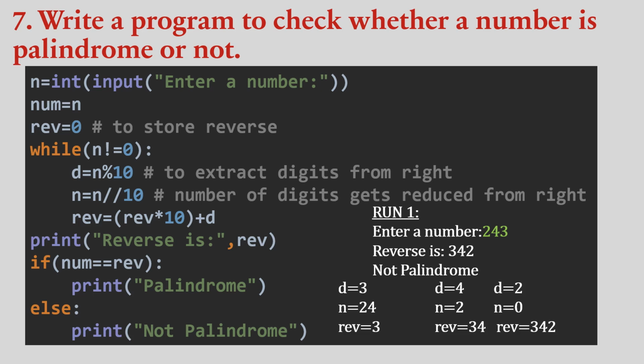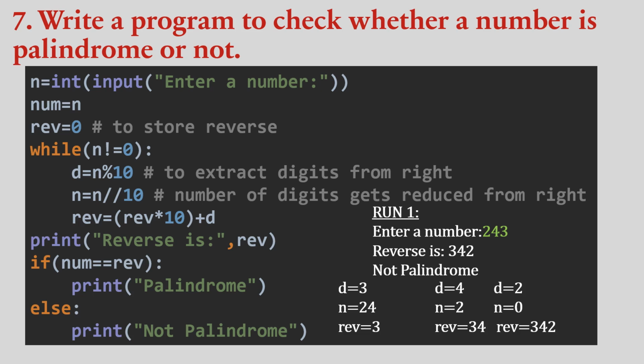So n becomes 2. So your reverse will be rev into 10 plus d. Rev was storing 3 earlier. So 3 into 10 plus d, that is 4, is 34. So rev is 34.